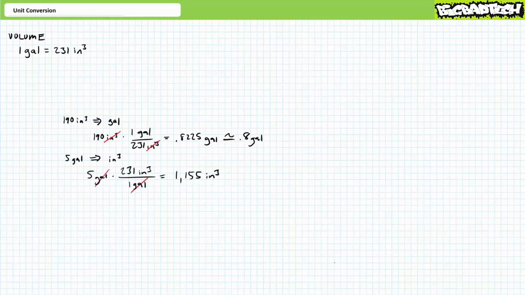Next, we're being asked to convert 5 gallons into cubic inches. The unit we want, cubic inches, is on top. The unit we don't want, gallons, is on the bottom. 5 gallons times 231 cubic inches per gallon, units of gallons cancel out, we're left with 1,155 cubic inches.